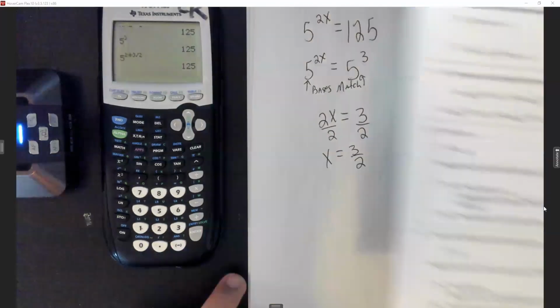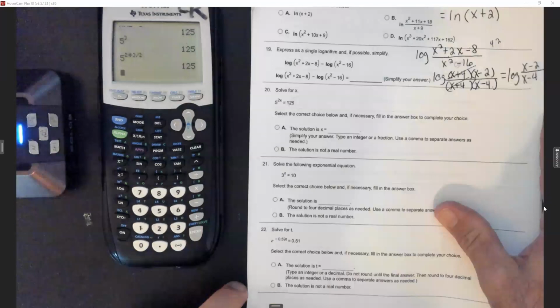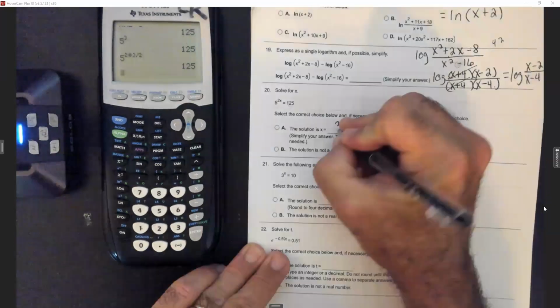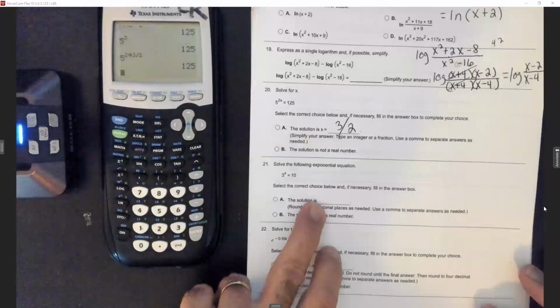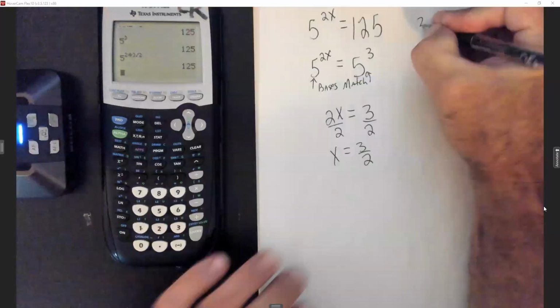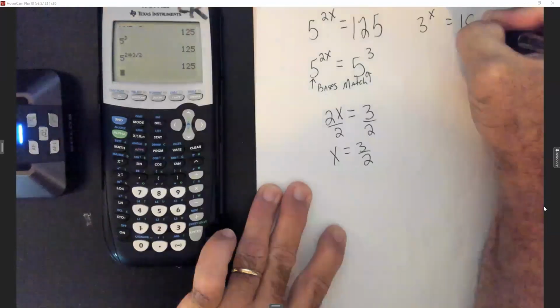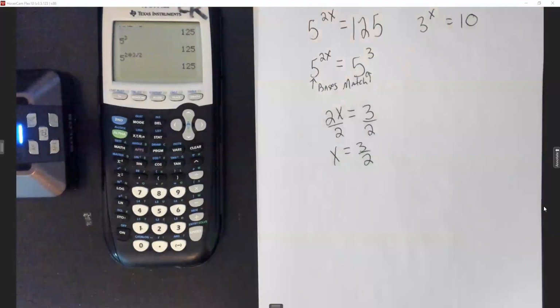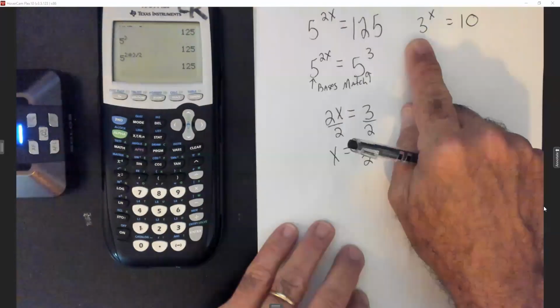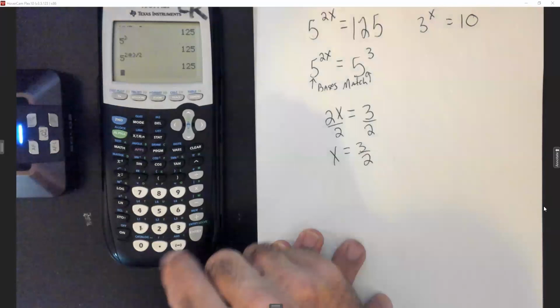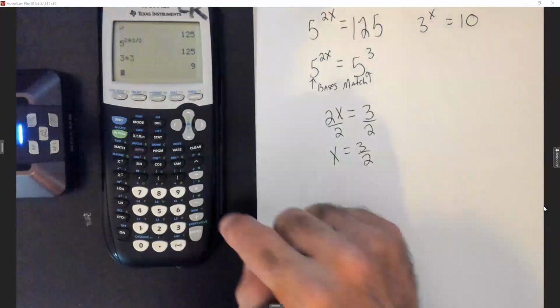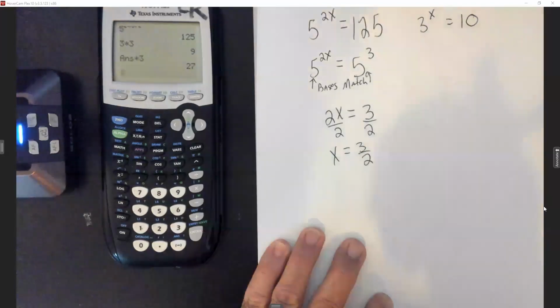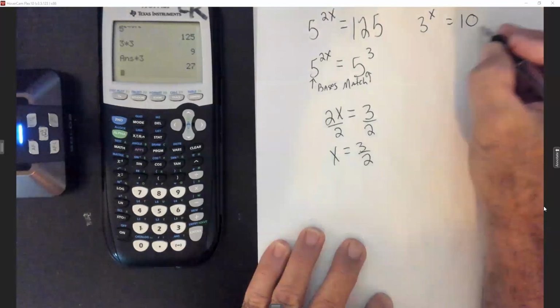So y'all on that one, I got 3/2. Now this next one has 3 to the x equals 10. So let me write that one down. 3 to the x equals 10. So the first thing I would do is try to rewrite it with that 3. But 3 times 3 is 9 times 3 is 27, so there's no way I can do a 10 with a 3, okay?